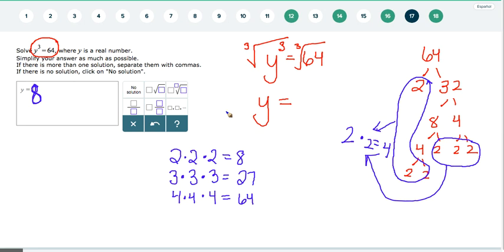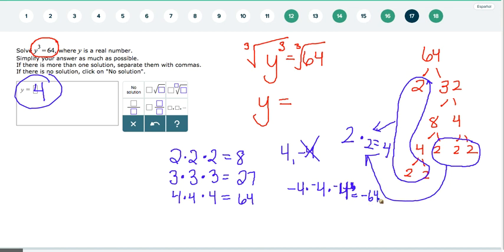Answer is 8. Oh, it's not. I'm sorry, it's 4. 4 times 4 times 4 equals 64. Answer is 4. Now, there isn't more than one. It is not 4 and negative 4. Because negative 4 times negative 4 times negative 4 would actually equal negative 64. So don't get caught on this one. Be careful.